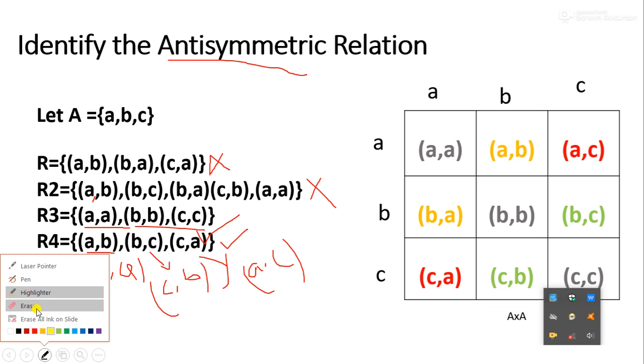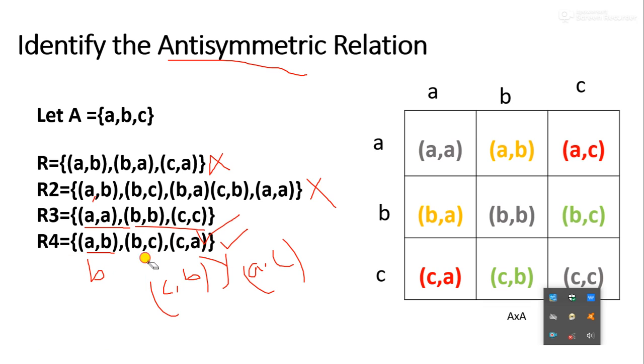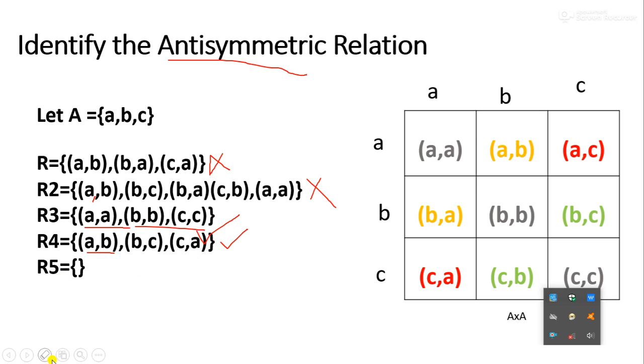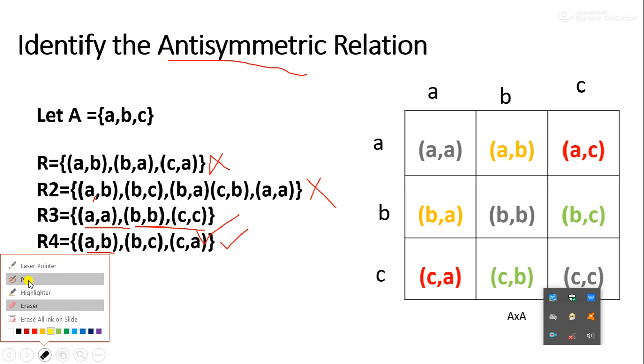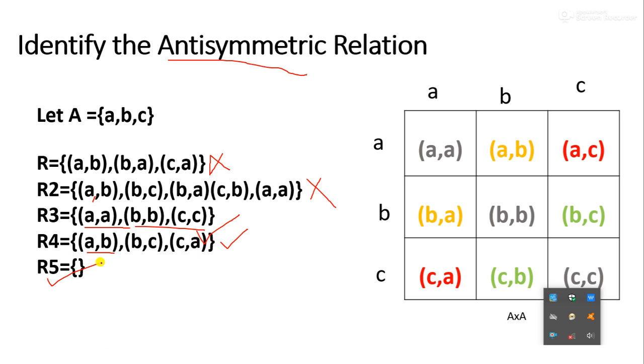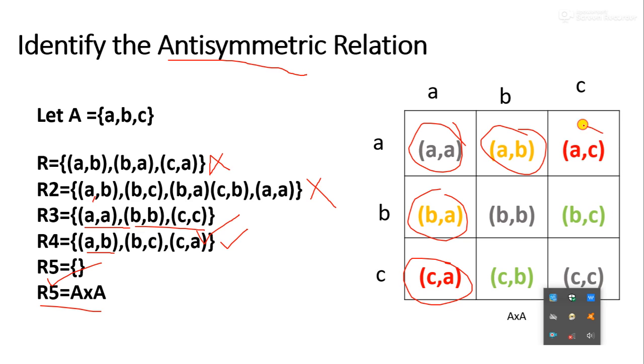And now we have another relation. So we have another relation R5 which doesn't contain any element. Therefore this relation is also antisymmetric. And we have A cross A. So this relation is not an antisymmetric relation because we have both symmetric pairs in A cross A. Therefore, this relation is not an antisymmetric relation.